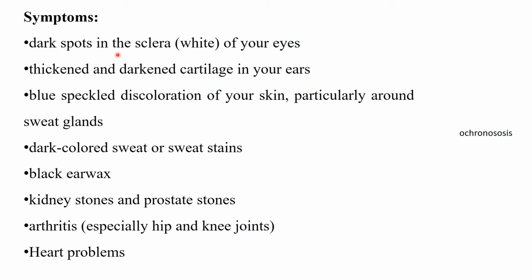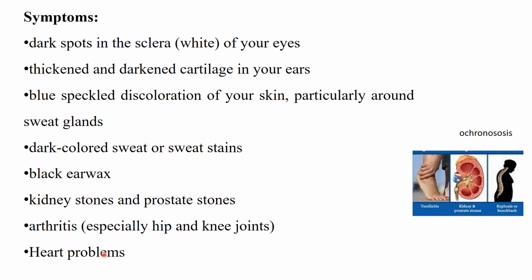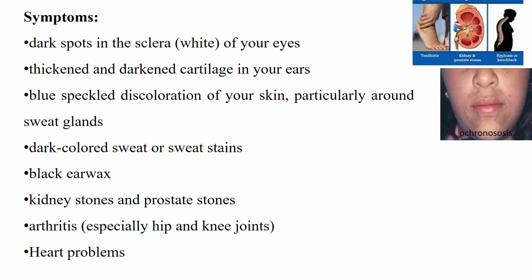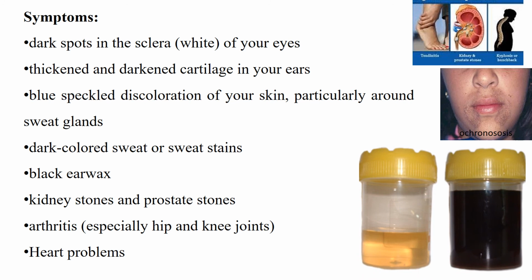Symptoms of alkaptonuria: dark spots in the sclera, the white of your eyes; thickened and darkened cartilage in your ears; blue speck discoloration of your skin, particularly around sweat glands; dark colored sweat or sweat stains; black earwax; kidney stones and prostate stones; arthritis, especially in the hip and knee joints; heart problems. Tendinitis, that is inflammation of tendons; kidney problems and back problems may be observed. Ochronosis, that is darkening of different areas of the skin; black urine.